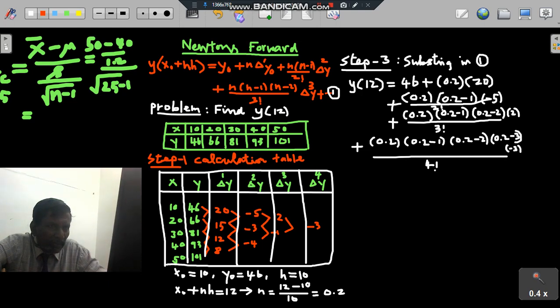So if you simplify this, what you get is 50.59. This method of interpolating y with respect to x is called Newton's forward difference formula. So first we have to remember the difference formula, then we have to make the difference table. From the difference table it is possible to find the components we need to substitute, then you substitute all of them in this equation, and finally we get the answer for our question.